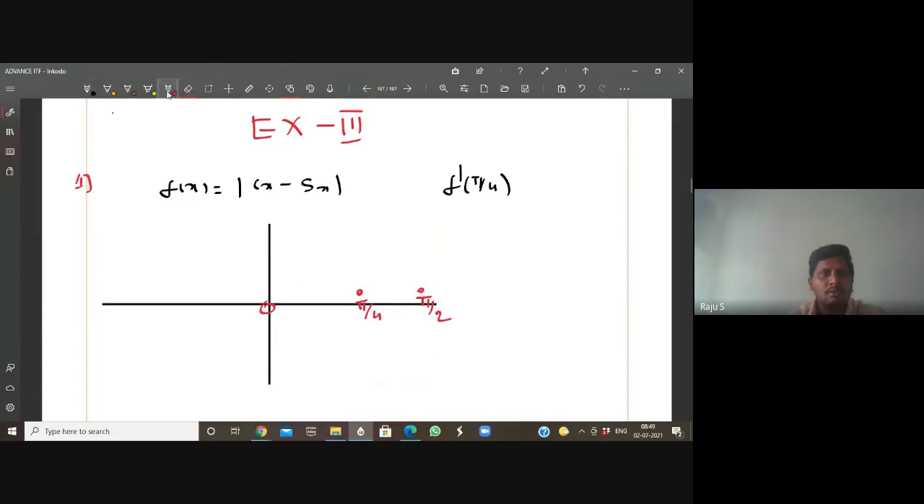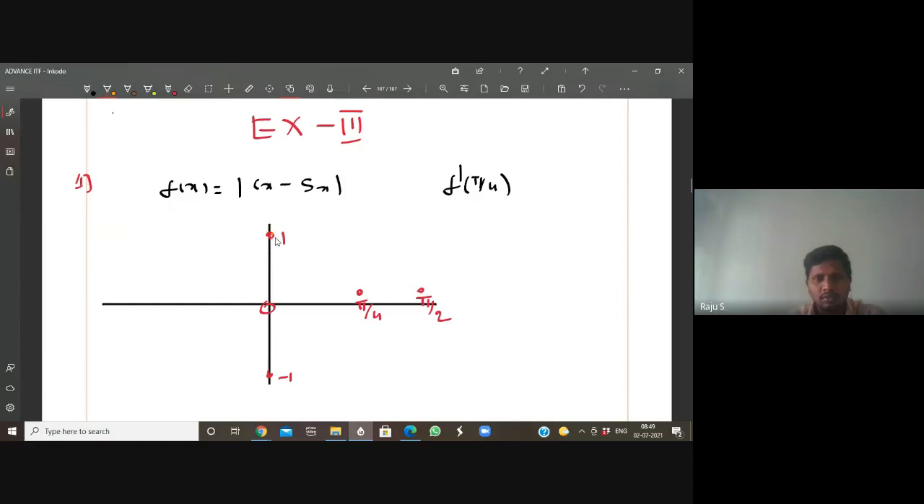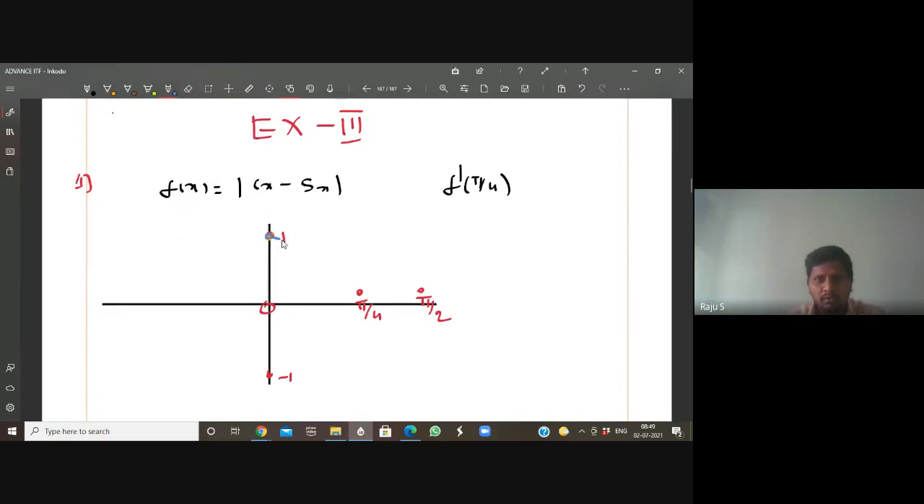Here it is 1, here minus 1. So when we draw the graph of the function here, we are going to get like this. Cos 0 is 1, cos 45 is 1 by root 2, cos 90 is 0. Okay, this is cos. What about sine?